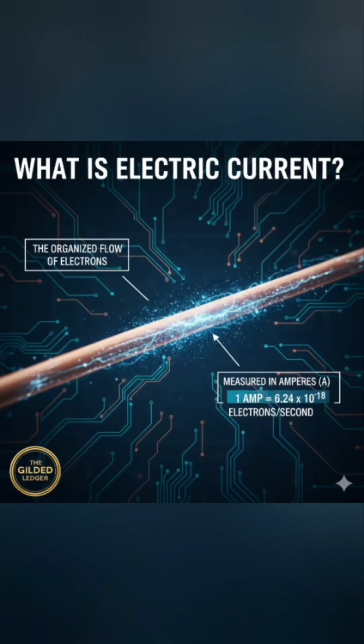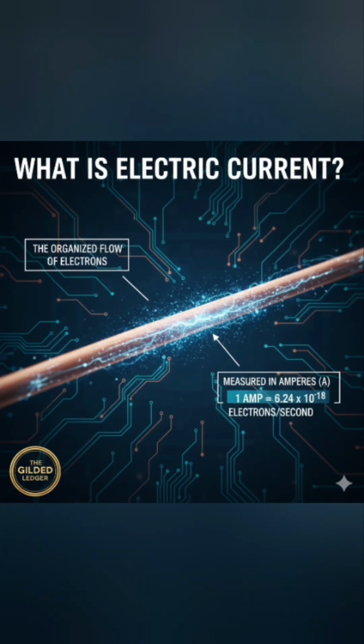The book explained that the size of this current is determined by the rate of flow. Literally, how many electrons pass a given point in the wire every single second. We measure this rate of flow in units called amperes, or simply amps.